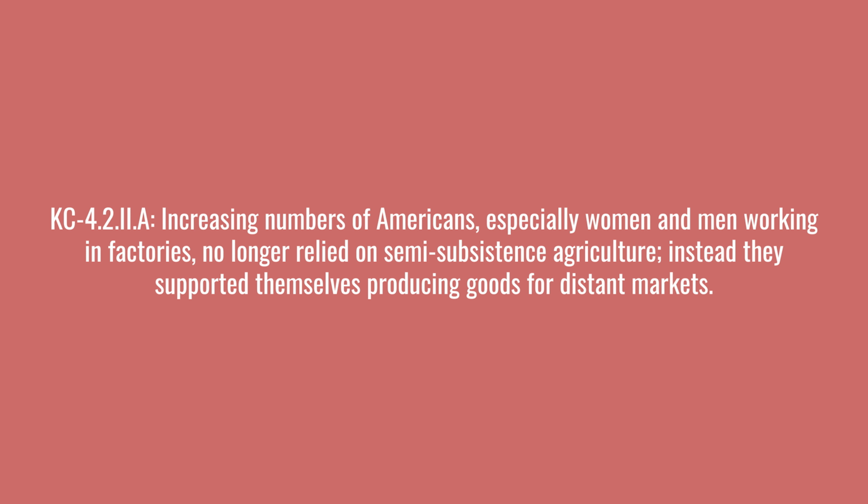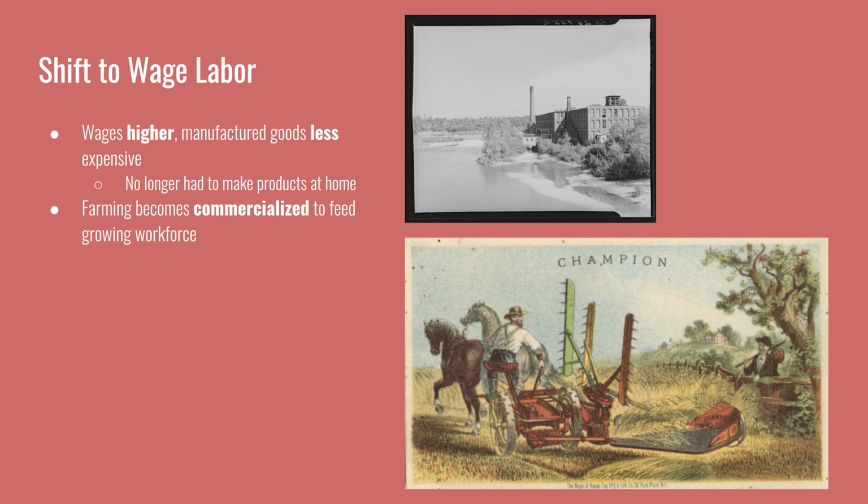Increasing numbers of Americans, especially women and men working in factories, no longer relied on semi-subsistence agriculture. Instead, they supported themselves producing goods for distant markets. The beginning of a wage economy starts with factories in the Northeast. They became the workplace for small farmers that were priced out by growing commercial farms in the West. Even subsistence farmers saw greater benefits in a time-bound wage labor than the year-round endeavor of maintaining a farm.